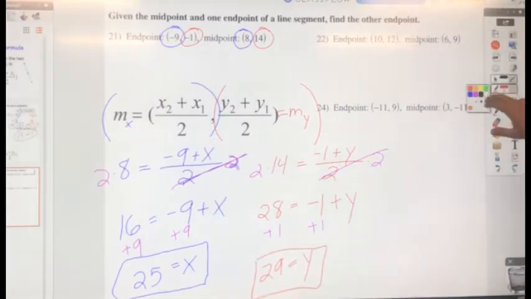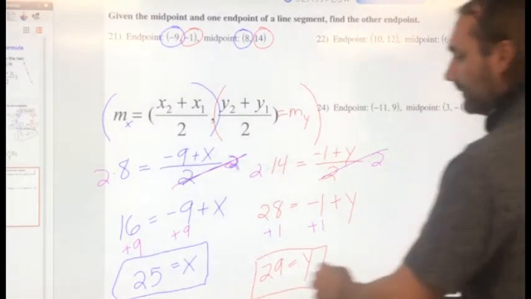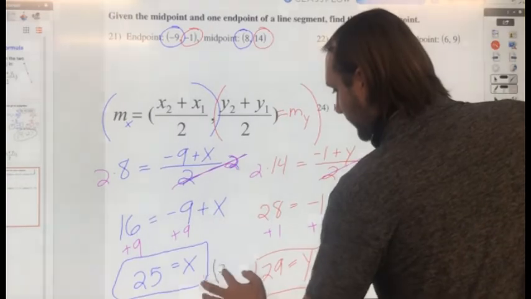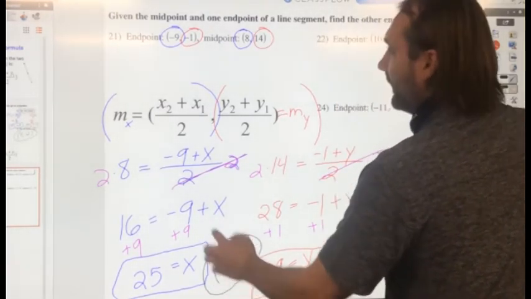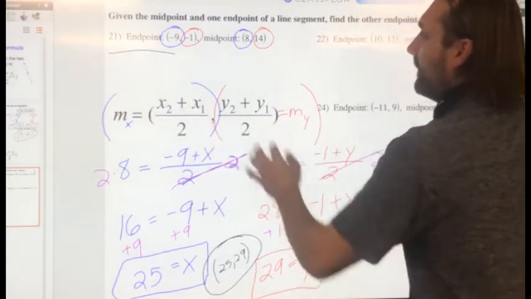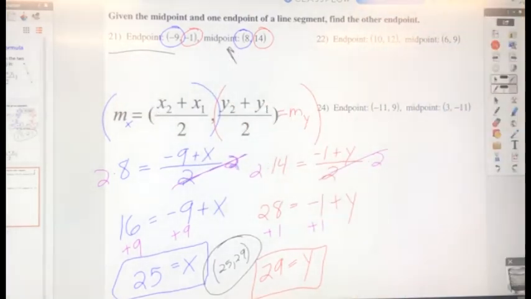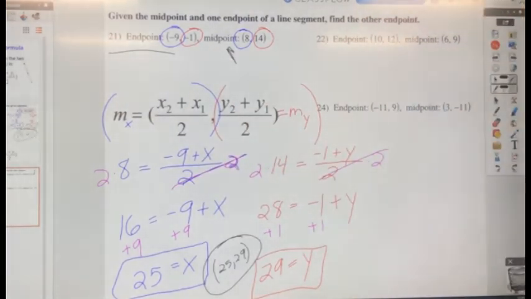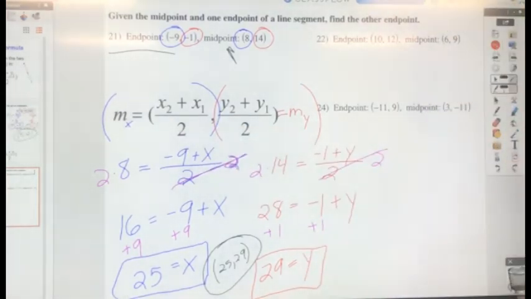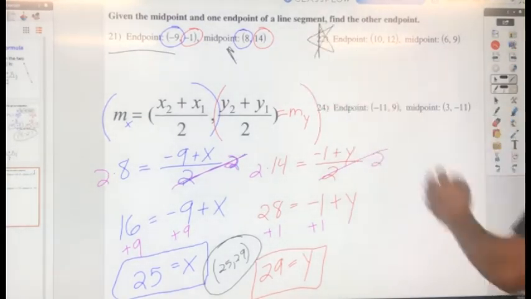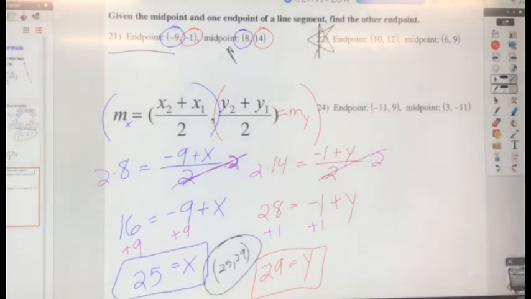So what is the other endpoint? That is 25, 29. If I take that point and this endpoint, its midpoint will be 8, 14. So it's basically plugging into the formula and solving for the missing variable. Go ahead and work number 22. Find the other endpoint.